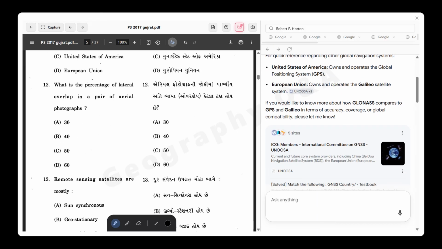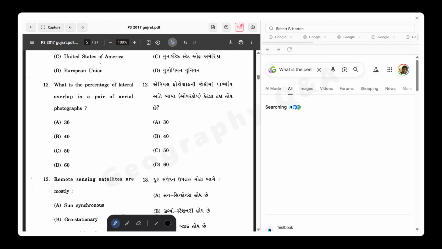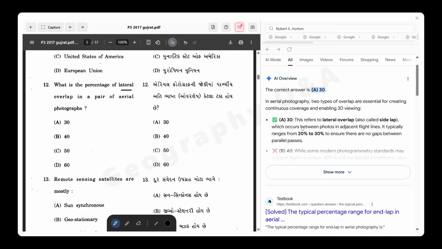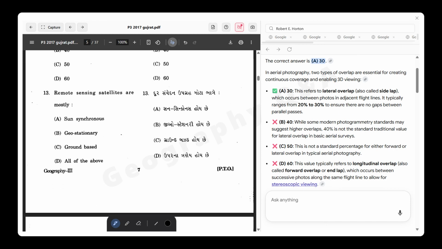Next question is the percentage of the lateral overlap in a pair of aerial photographs. So 30 is the correct answer. Lateral overlap, also called side lap, occurs between photos in adjacent flight lines. It typically ranges from 20 to 30% to ensure there is no gap between parallel flight lines. Right.